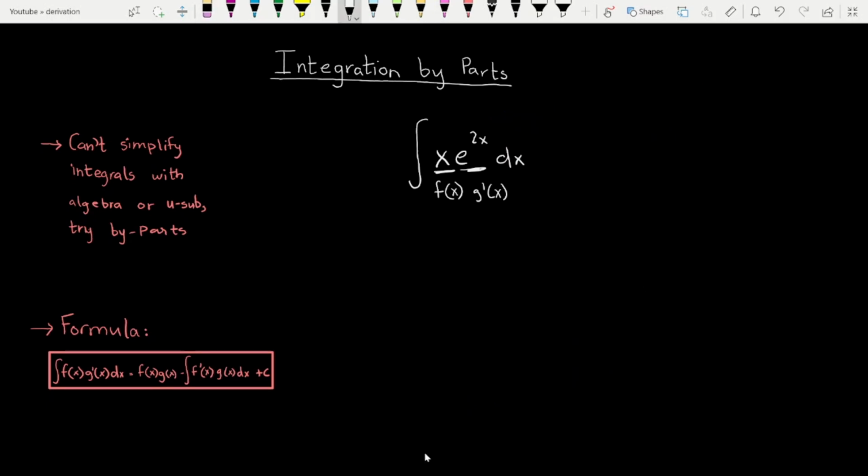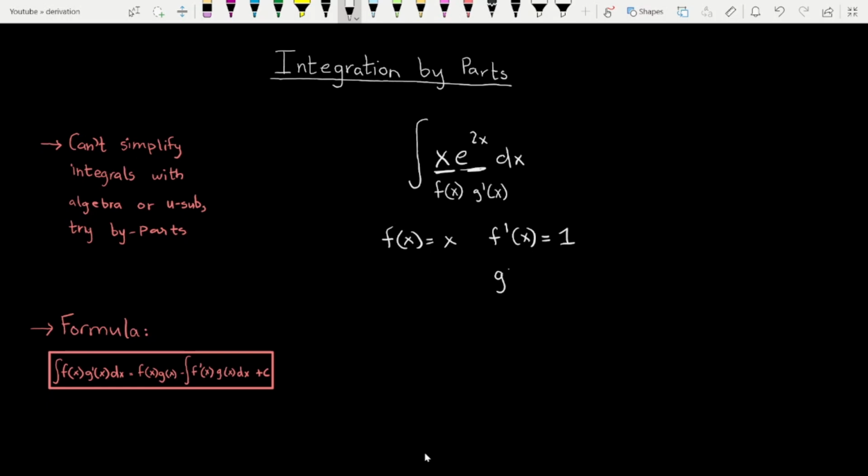Okay, so we've done good so far. Now what? Well, now all you have to do is write f of x. I know that is x, since that is what I selected. And then what is going to be f prime of x? So the f prime of x is going to be just 1, because when you differentiate x, it just becomes 1. Okay, now what is g prime of x?